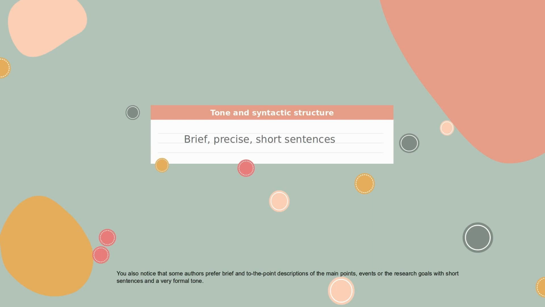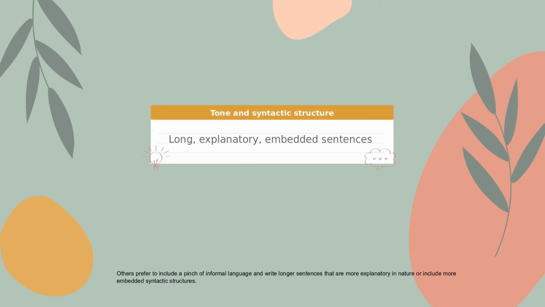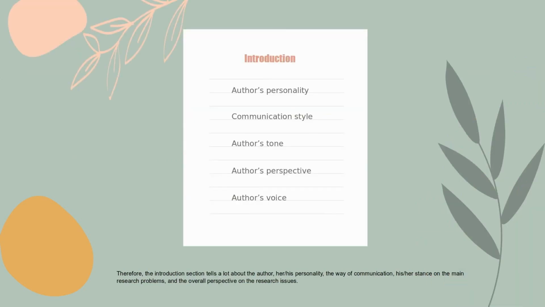You also notice that some authors prefer brief and to-the-point descriptions of the main points, events, or the research goals with short sentences and very formal tone. Others prefer to include a pinch of informal language and write longer sentences that are more explanatory in nature or include more embedded syntactic structures. Therefore, the introduction section tells a lot about the author, his or her personality, the way of communication, his or her stance on the main research problems, and the overall perspective on the research issues.